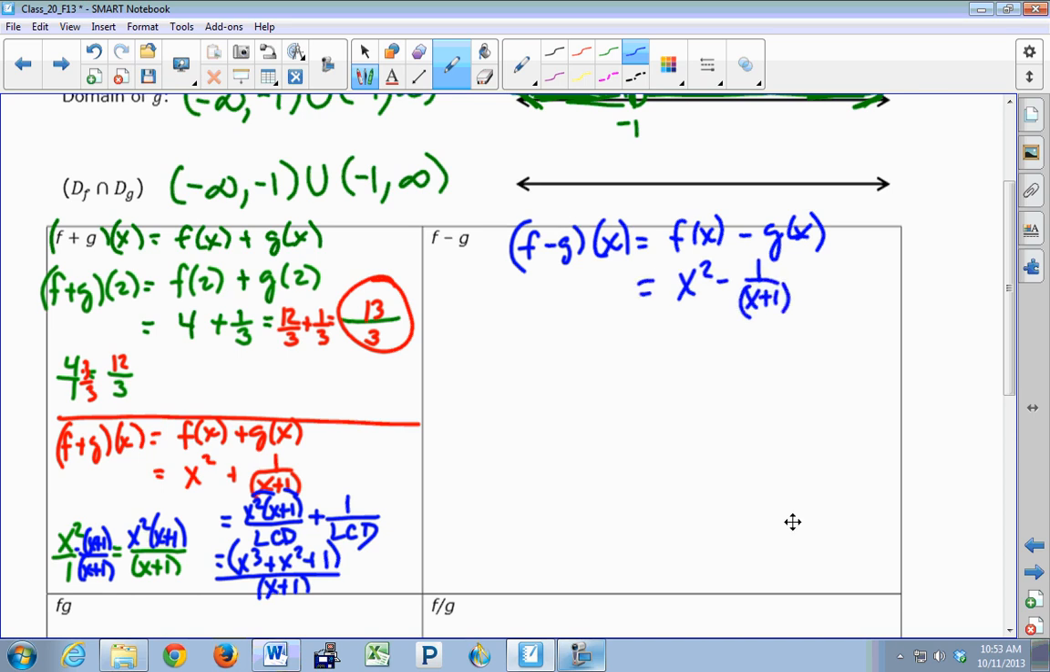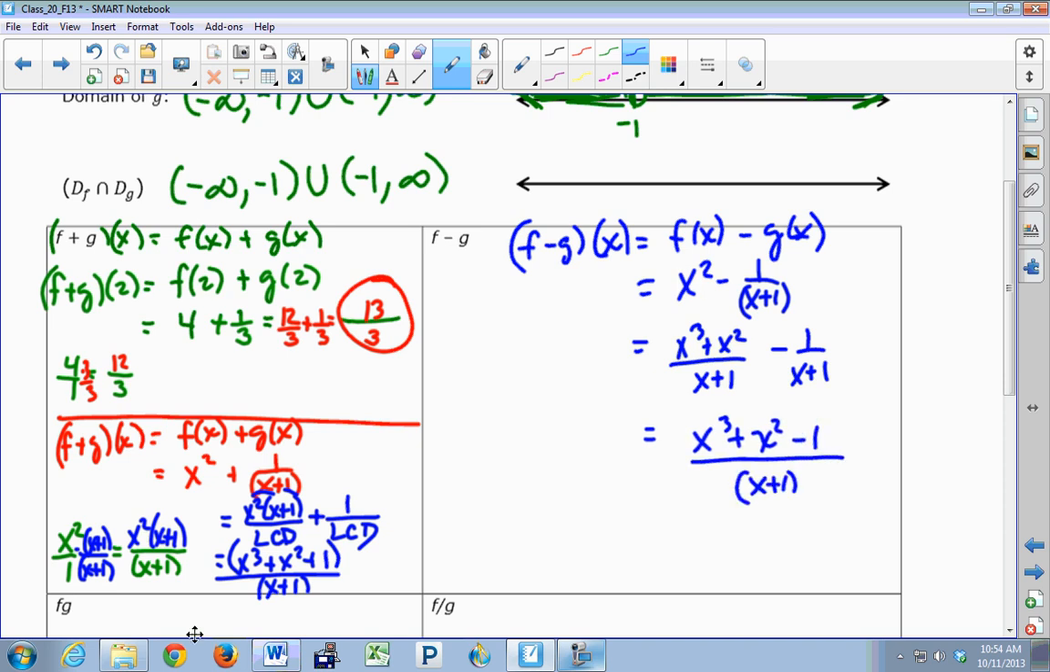x squared take away 1 over x plus 1. But we've already figured out what x squared is as an equivalent fraction with x plus 1 on the bottom. It's x cubed plus x squared over x plus 1. And now I just take away x plus 1. So the only difference between these two is that instead of plus 1 in the numerator, I have a subtract 1. That's the only difference.